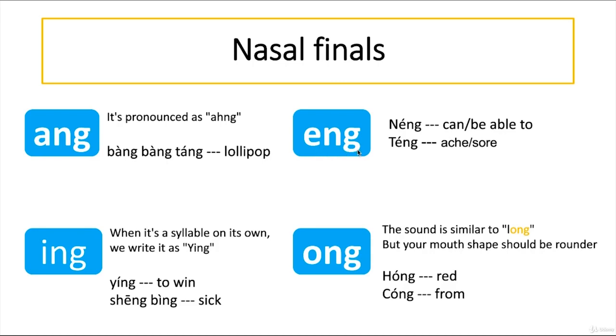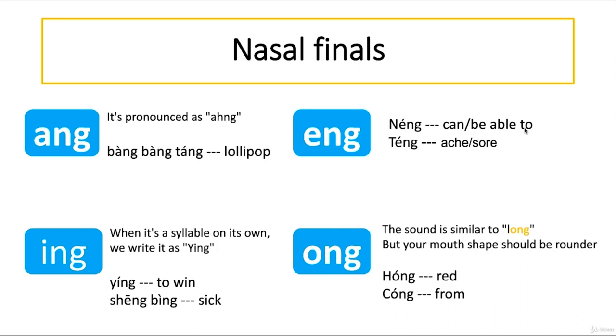Remember, the vowel is right? Say it together. On. For example, 能 means can or be able to. 疼 means ache or sore.